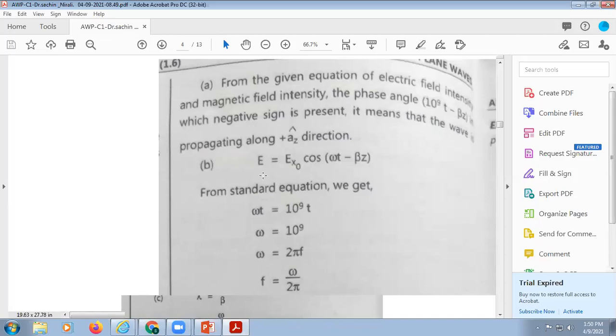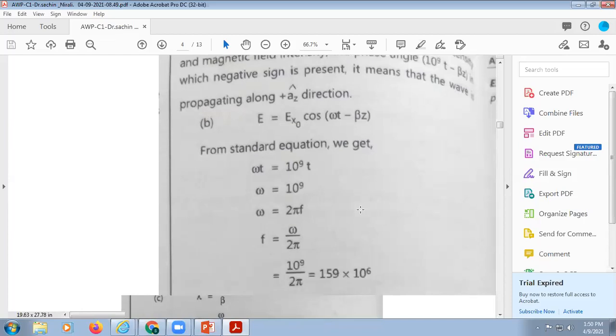Next is the B part, where we compare our equation with the standard equation, that is E is equal to E0 cos of in bracket omega t minus beta z. So from the equation you can easily find this amplitude, that is E0 or Ex0. Why am I mentioning the x here? Just because of the ax direction of the electric field. So that's why Ex0 is mentioned. Even if you write E0 directly, it doesn't matter. Okay, so what is my omega t?